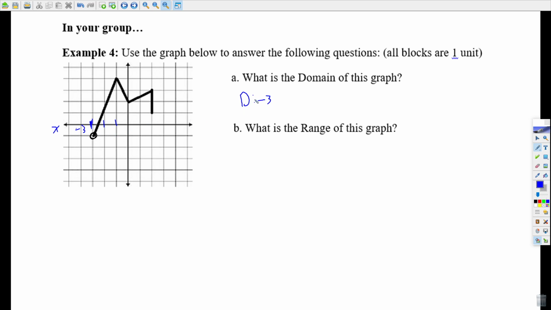And that is open in this case, which again might be different on your paper, I'm not sure. That's a parenthesis. Comma, go all the way to the right. So 0, 1, 2. That's the first you can go to the right. And that would be closed because there's no open circles there. That's a bracket.